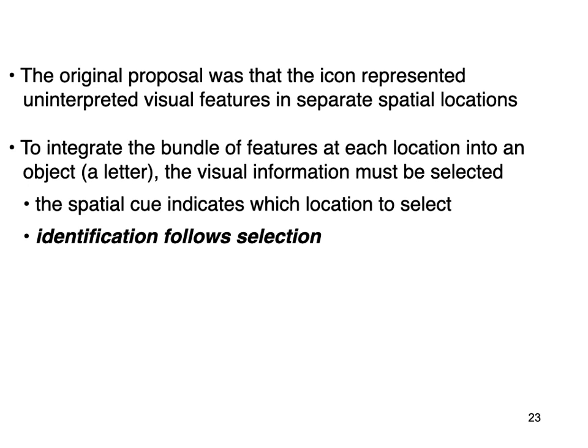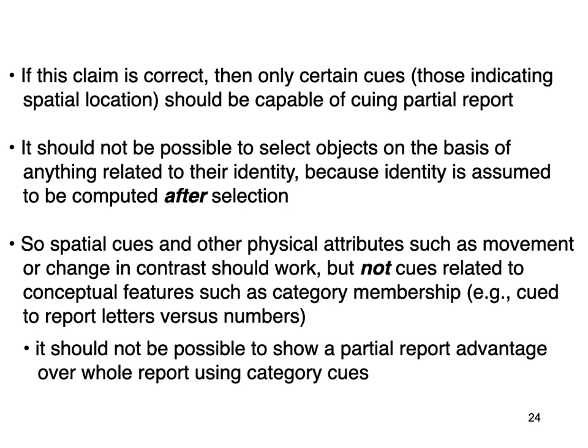The original proposal was that the icon represented uninterpreted visual features in separate spatial locations, just a bundle of features. So to integrate the bundle at each location, the visual information must be selected, and the spatial cue tells you select from this location or from that location, depending upon where the little bar was. So spatial cues and other physical attributes, perhaps movement, for example, or change in contrast should work, but surely not cues on this account that involve conceptual features, such as the category of the item, because if it's bundles of features, at that level, the system is not able to interpret the bundle as being a number or a letter.